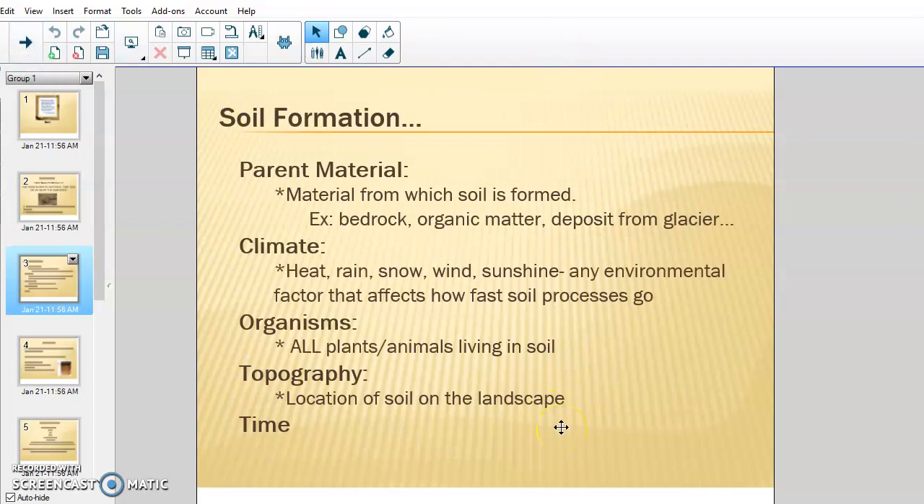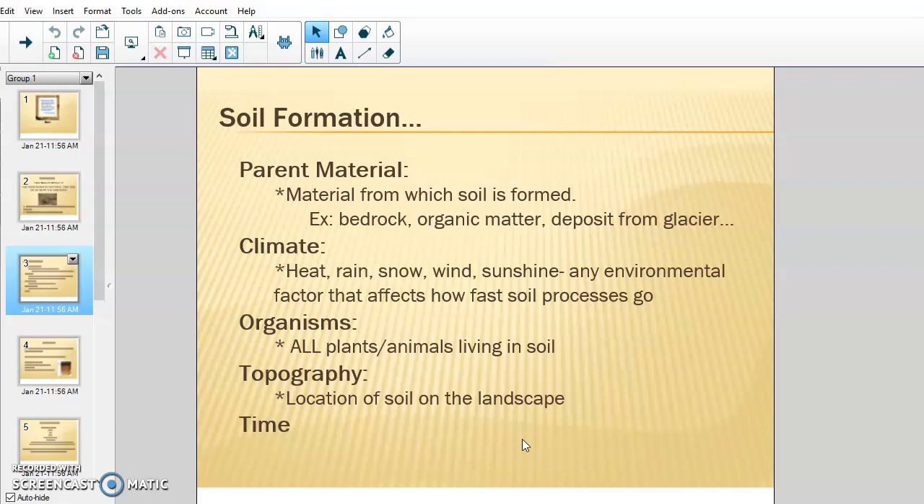So as far as soil formation goes, okay, there are 5 kind of factors that play an effect on how soil is formed. The first factor is the parent material itself. It's the material from which the soil is formed. Is it formed from bedrock? Is it formed from organic matter, deposits from glaciers? And depending on what the parent material is will depend on kind of the nutrients of the actual soil itself.